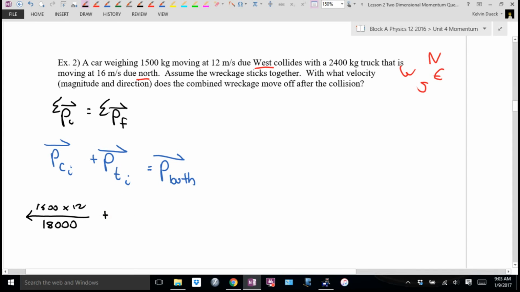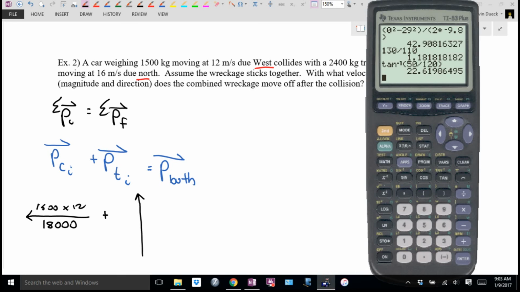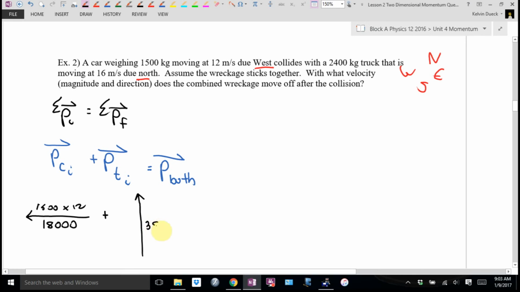Plus, Sinead, what direction is the truck moving? North. What's its momentum? 38,400. By the way, do not round off on these because now you're using error to find error. Here I would carry as many sig figs as I could. And that equals the momentum of both. I have no idea what that is. I'll put a question mark there.